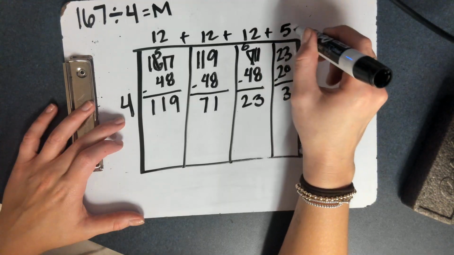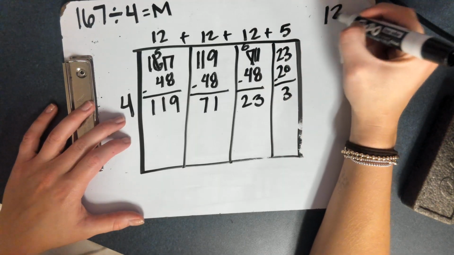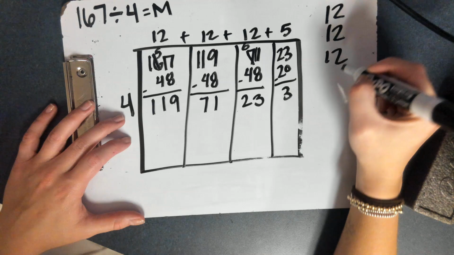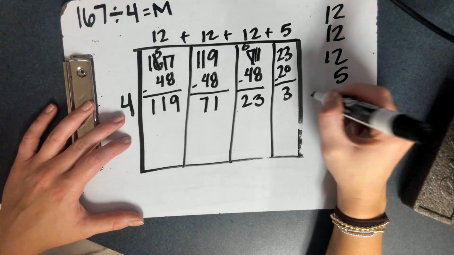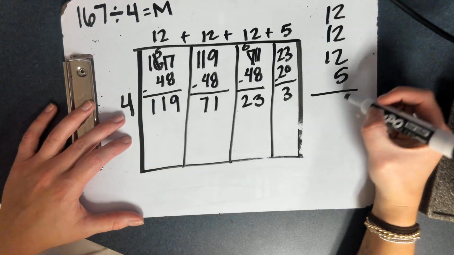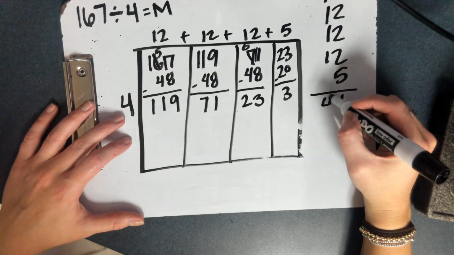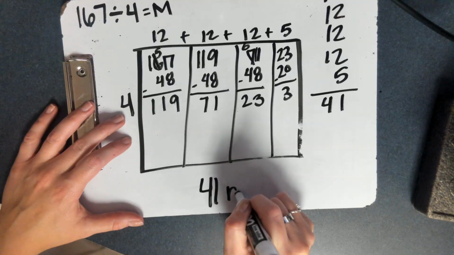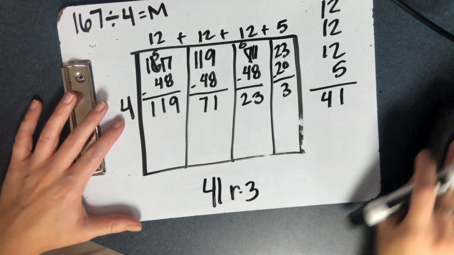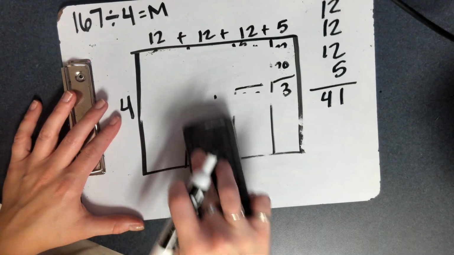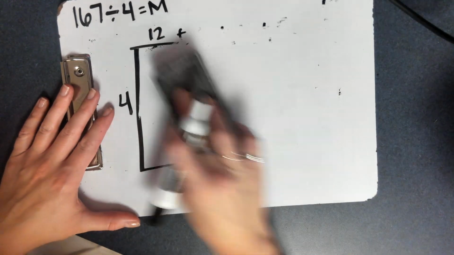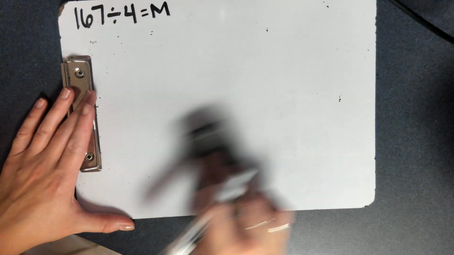12 plus 12 plus 12 plus 5. I would expect them to write that out over on the side, or maybe even recognize 12 times 3 is 36 plus 5 more. And they still get that 41 remainder 3. Now that way works. They may even start with something like just 4 times 10 and doing that repeated subtraction. That's totally fine as well.